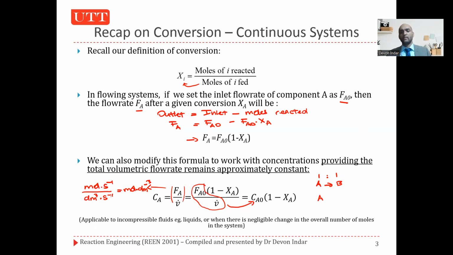But if you had, let's say, A goes to 5B, then for every 1 mole of A that you consume, you're going to form 5 moles of B. So there's a substantial increase in the number of moles here. So the volumetric flow rate will increase as you progress with this reaction. So the assumption might not be valid there.